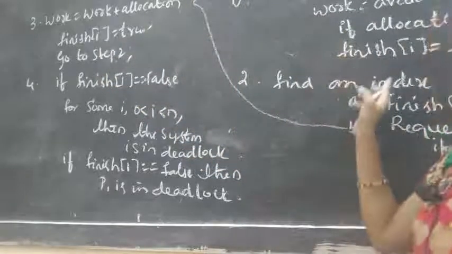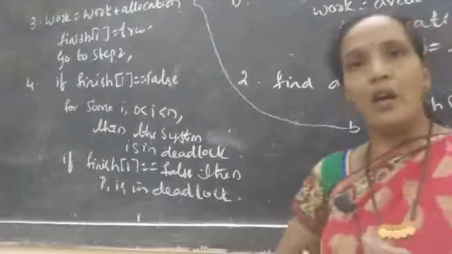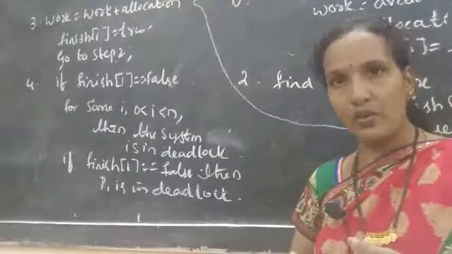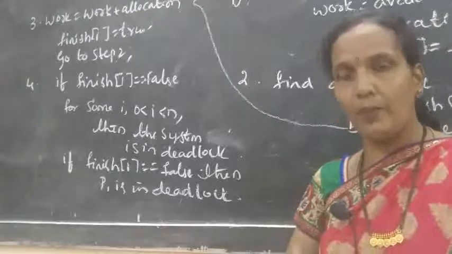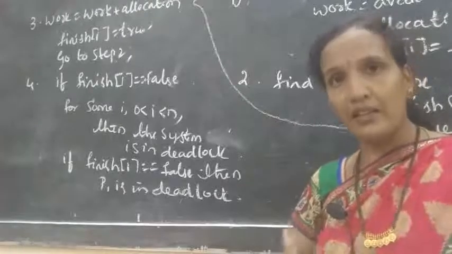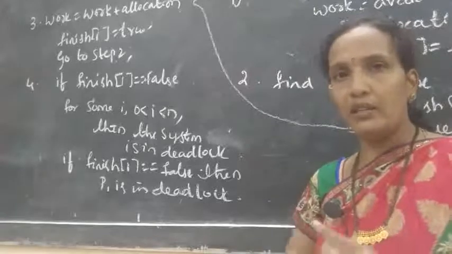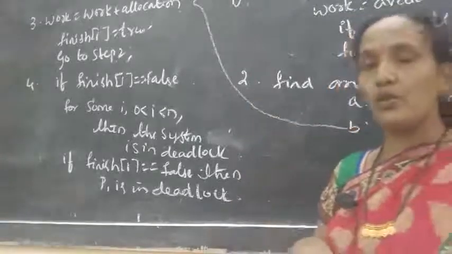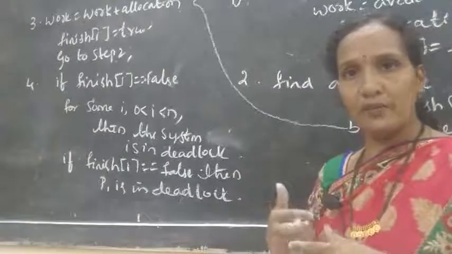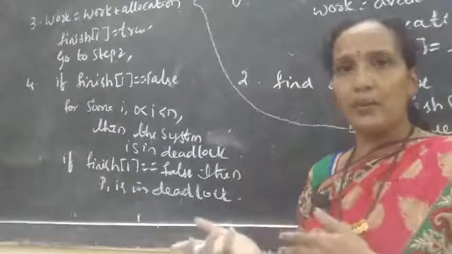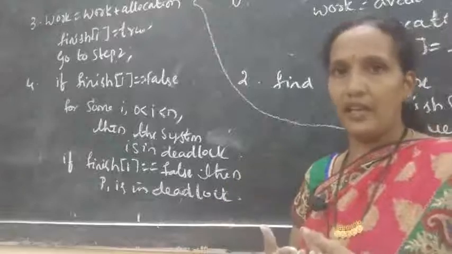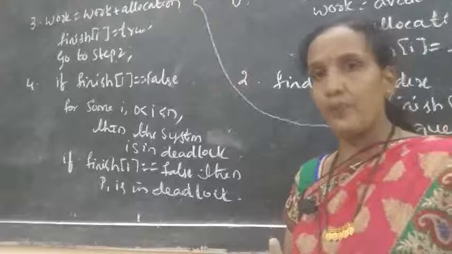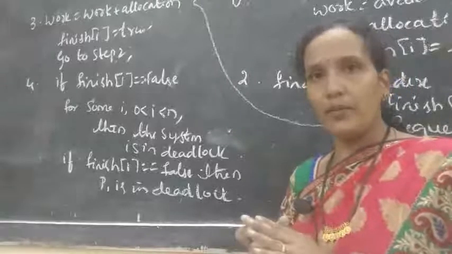In step 2, what do you have to do? Again, you need to find a process such that it has not completed execution, and whatever resources the process is requesting is less than the available. Then again work equals work plus allocation. Next, finish of I equals true. We continue this until all the processes complete their execution. If any process has not completed its execution, then there is a deadlock. Understood?